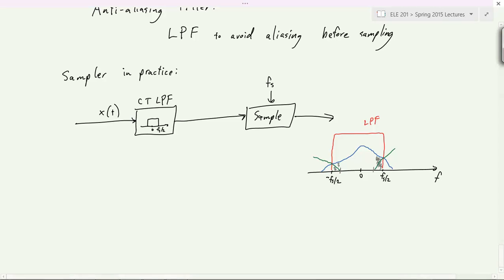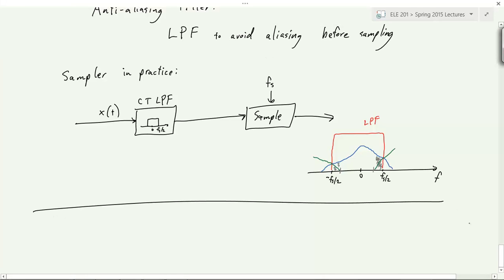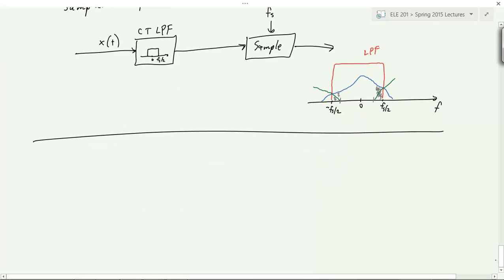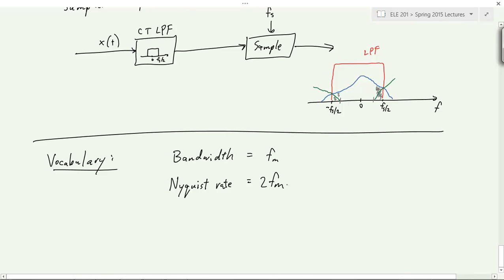All right, last thing I want to say, because it's relevant to your problem set, because you're doing a problem on sampling. So we have this vocabulary I'll introduce real quick. There's a word called bandwidth. And usually that refers to this maximal frequency idea. And then people say the Nyquist rate is double that frequency, the sample rate you need.